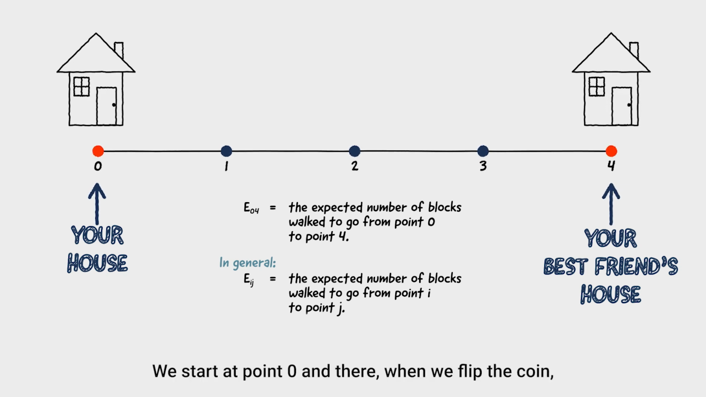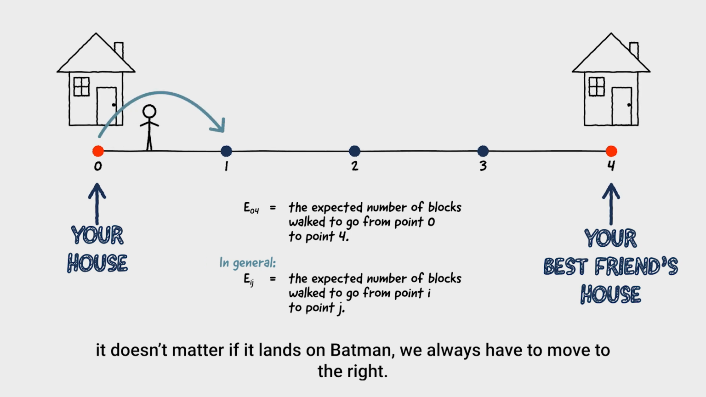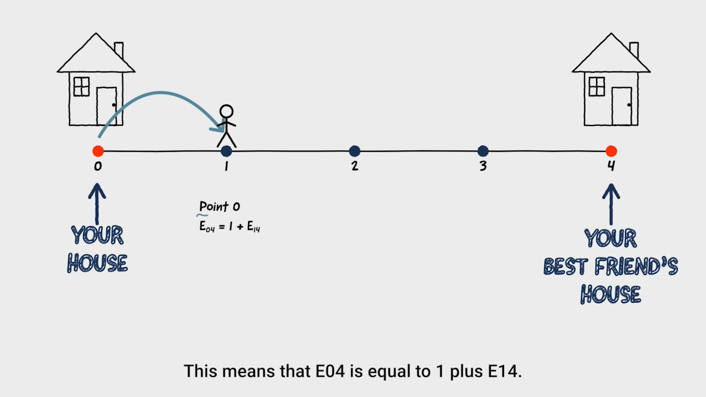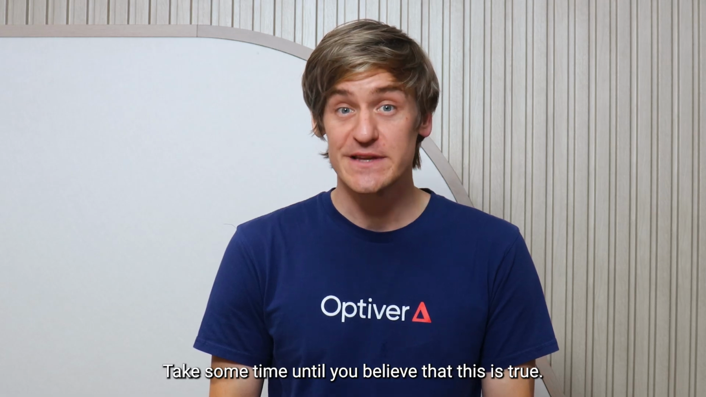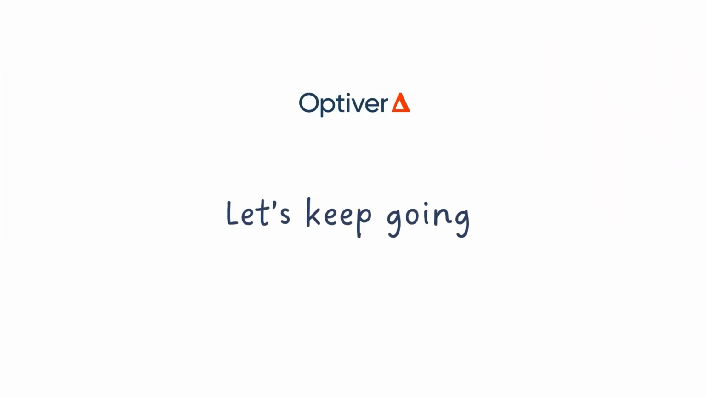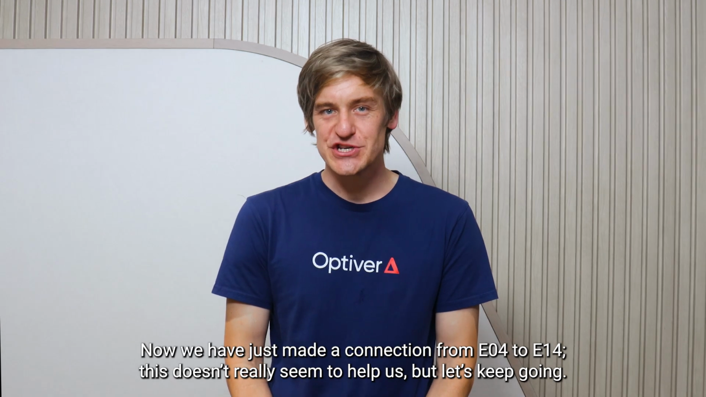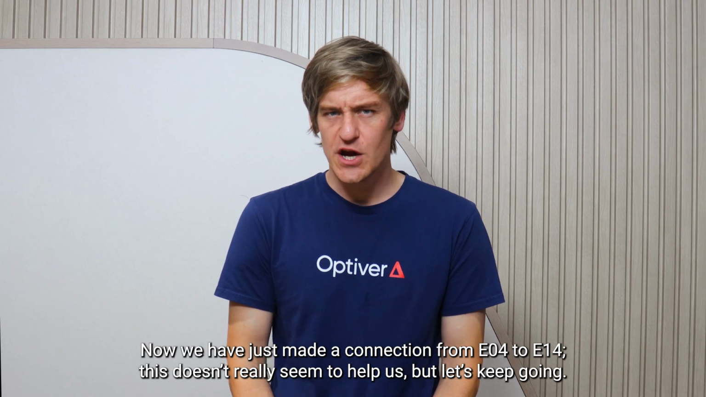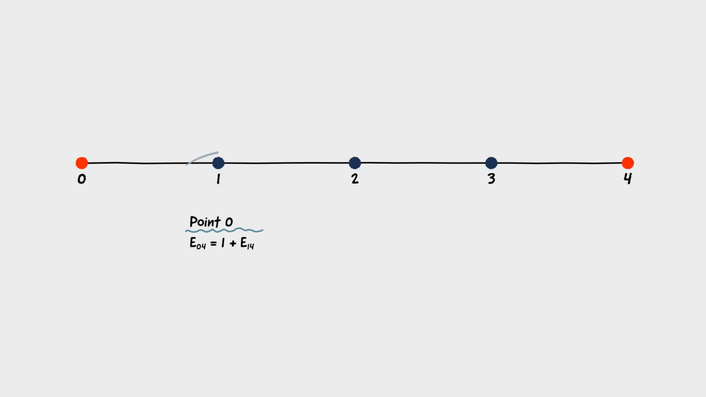We start at point 0, and there, when we flip the coin, it doesn't matter if it lands on Batman, we always have to move to the right. This means that E04 is equal to 1 plus E14. Take some time until you believe that this is true. Now we have just made a connection from E04 to E14. This doesn't really seem to help us, but let's keep going.